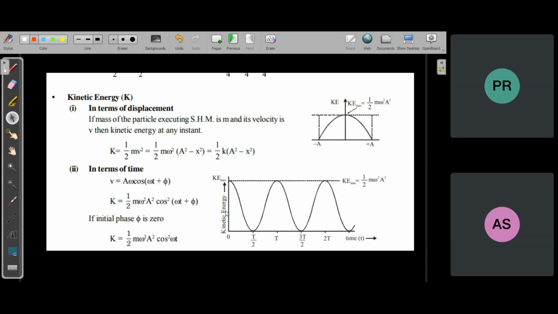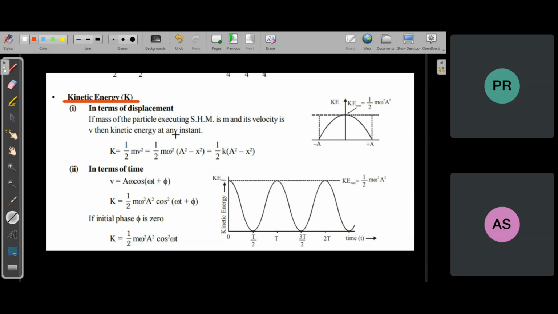Because the frequency of sine square or cos square is twice the frequency of sine or cos. Are you getting it? You can ask your doubt. Some getting some. Okay. So screen is visible to you? It's just still visible. So now the next we are talking about kinetic energy.